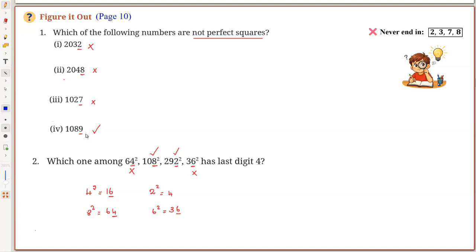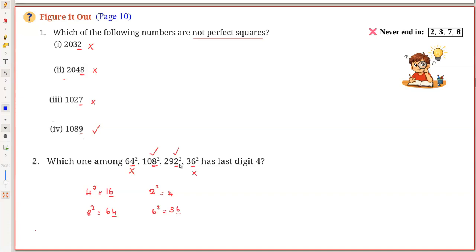So directly we cannot say it definitely is a perfect square number. If the number ends with something other than 2, 3, 7, 8, it may or may not be one. Actually, this number is a perfect square number, which we find when taking the square root.